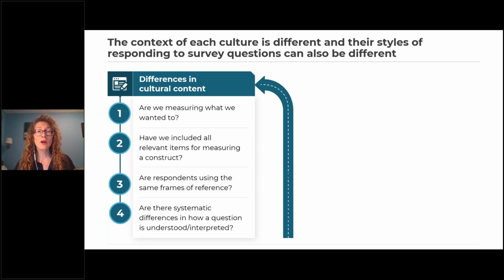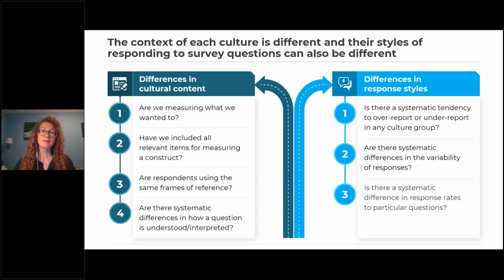First of all, in terms of thinking about differences in substantive culture, some of the questions we may ask ourselves are: Are we measuring what we wanted to measure? Have we included all the relevant items for measuring a construct? Are respondents using the same frames of reference? And are there systematic differences in how a question is understood and interpreted? There's that question of language again.